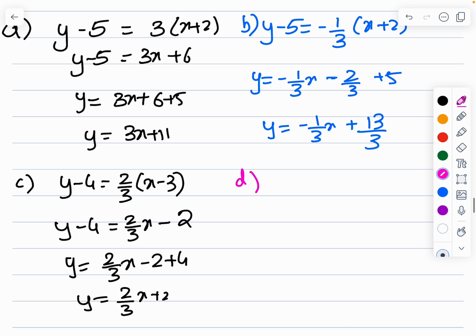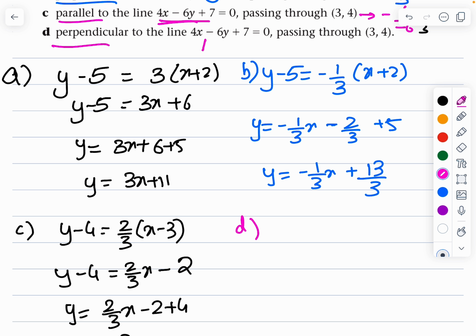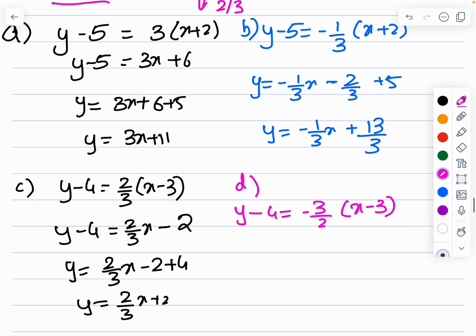Now part D, perpendicular. The gradient of this one is 2/3. So the perpendicular gradient will be minus 3/2, and (x minus x1). So y equals minus 3/2 x plus 9/2 plus 4. So it becomes y equals minus 3/2 x plus 17/2.